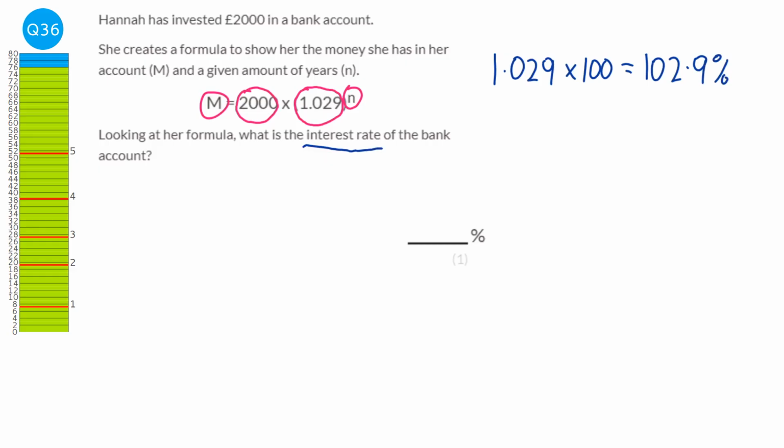Now it says, what is the interest rate of the bank? Well, this 102.9% is 100% plus the interest rate, which will equal the 102.9%. So the interest rate is going to be the 2.9%. You always start off with 100%. So if I put £5 into my bank, I've got 100% of that £5, and then the interest rate is on top of that 100%. So our answer here will be 2.9%.